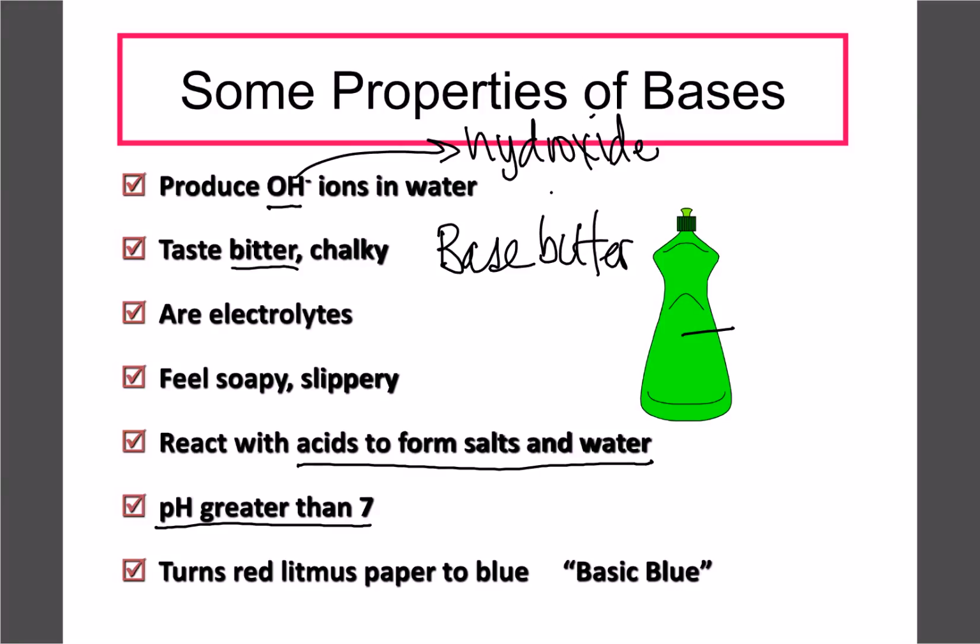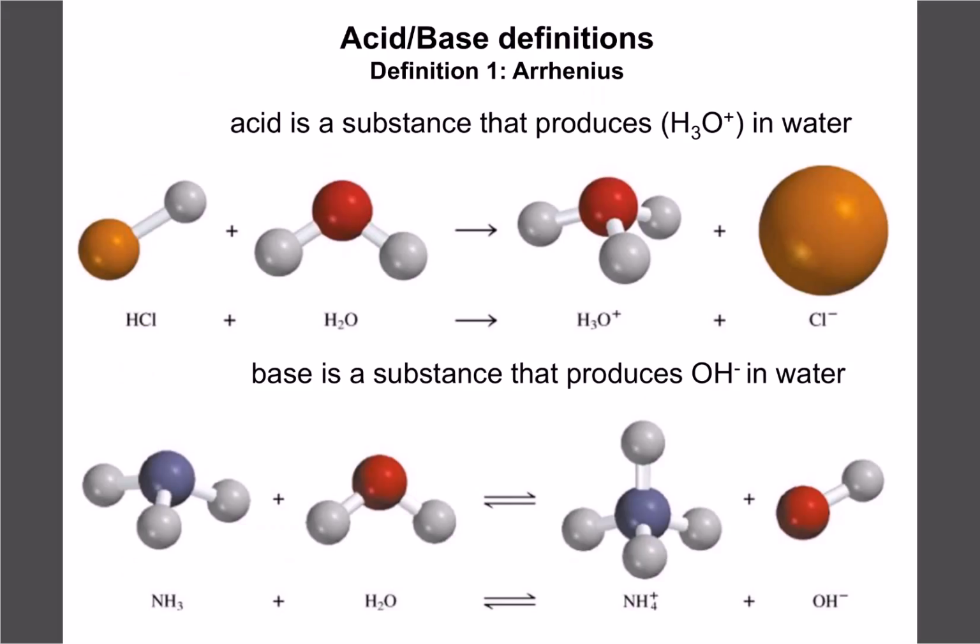The pH is greater than 7. So remember, the pH scale goes up to 14, and bases turn red litmus paper to blue. Okay? Basic blue is what we use to remember it. So those are just basic definitions.